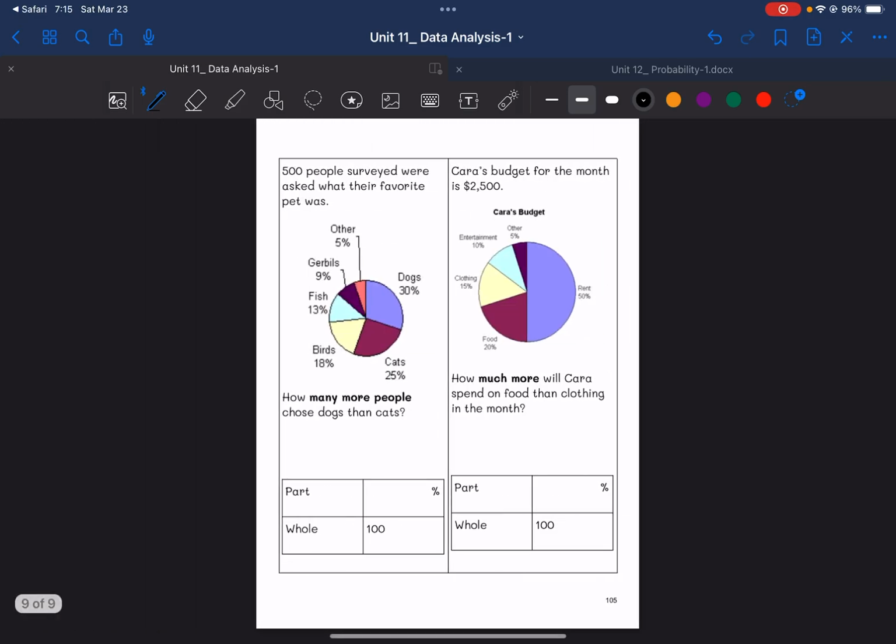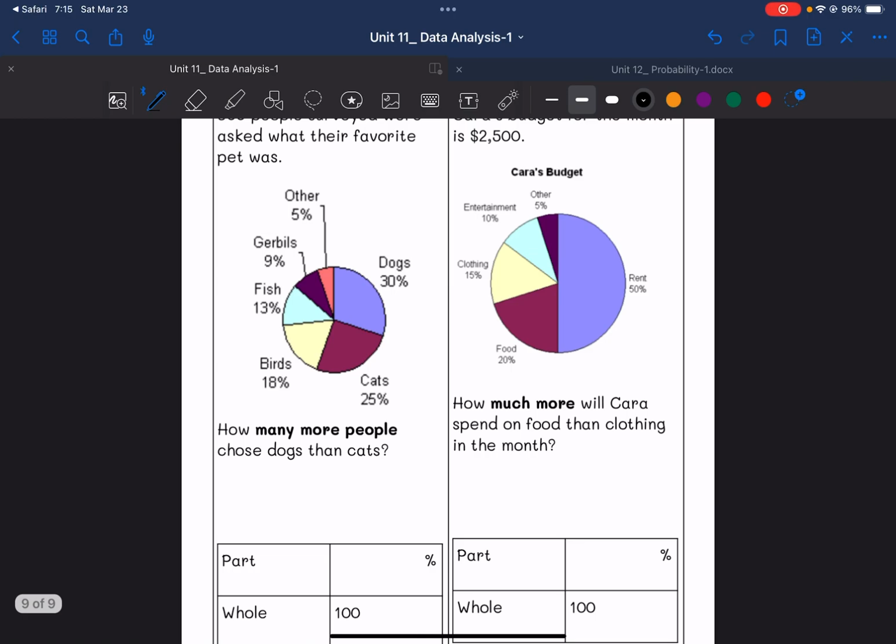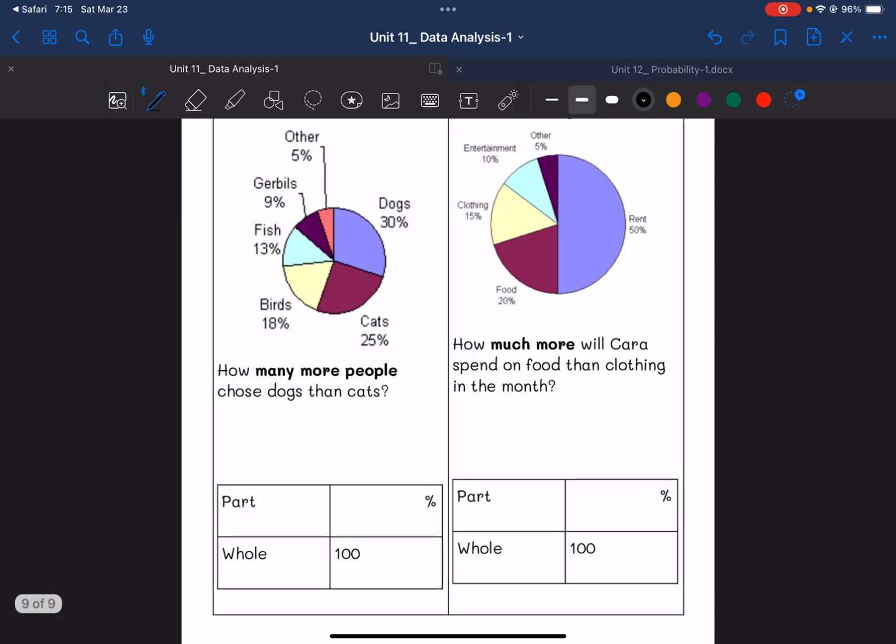All right, going on to the next part, okay? So here, we're going to solve these two questions, okay? And these two questions, like on this one, is saying that there is 500 people surveyed, were asked what their favorite pet was. There is no percents missing, so we don't have to worry about finding a missing percent. Let's just go ahead and answer the question.